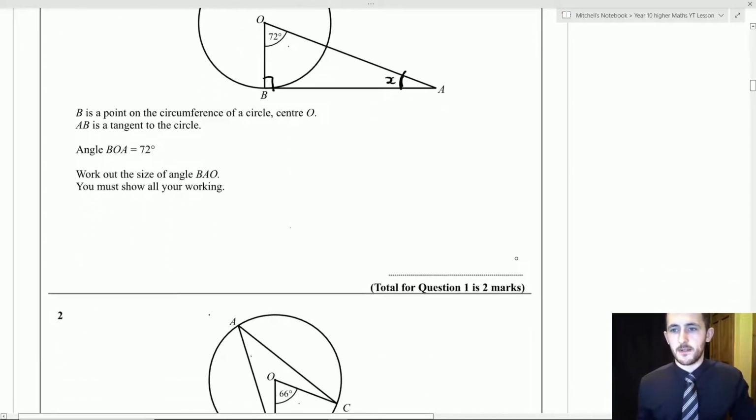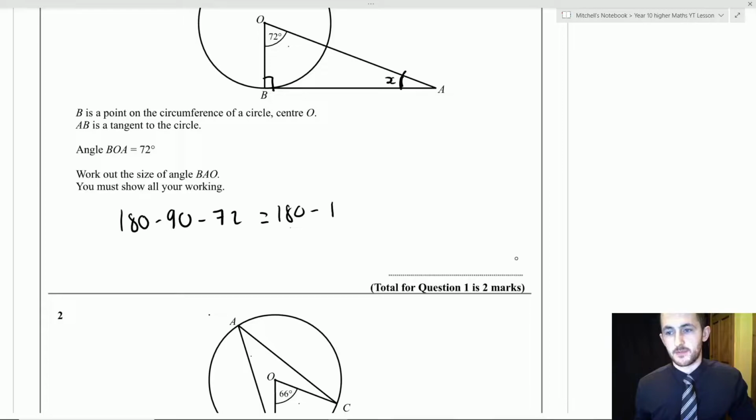So all we're doing now is doing 180 minus 90 minus 72. So 90 and 72, so it's 180 minus 162, which is 18 degrees. Good.